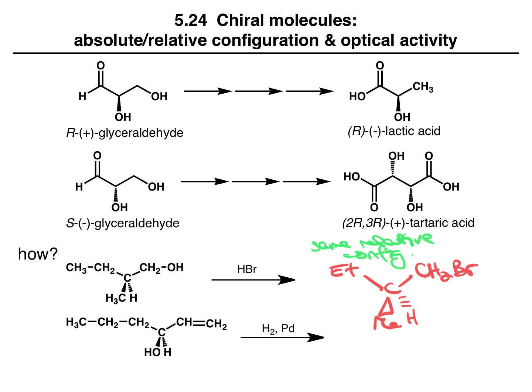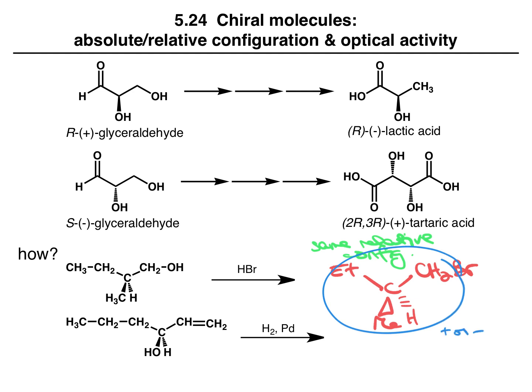because the relative configuration means comparable groups occupy the same relative position in space. So by carrying out known reactions, they would know what the relative configuration is. Then by measuring a sample of this in a polarimeter, they could measure whether it is plus or minus.